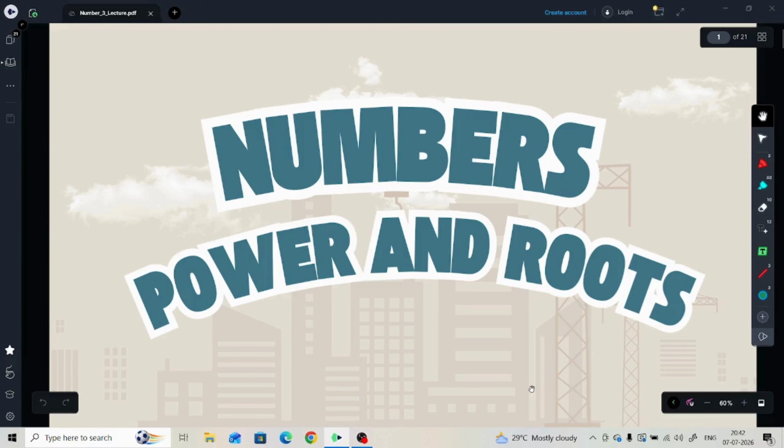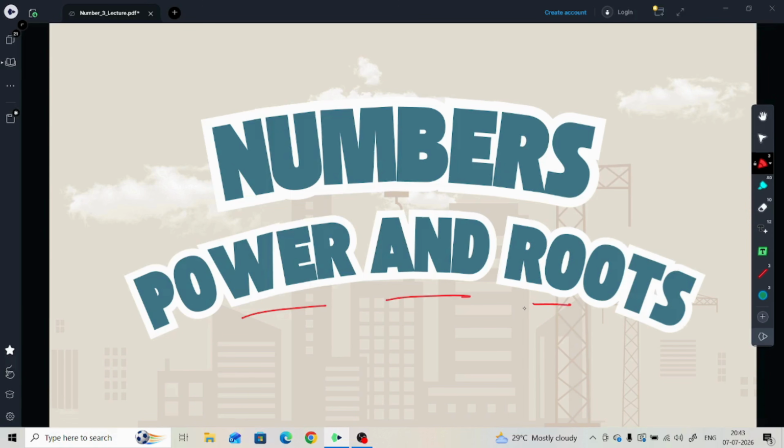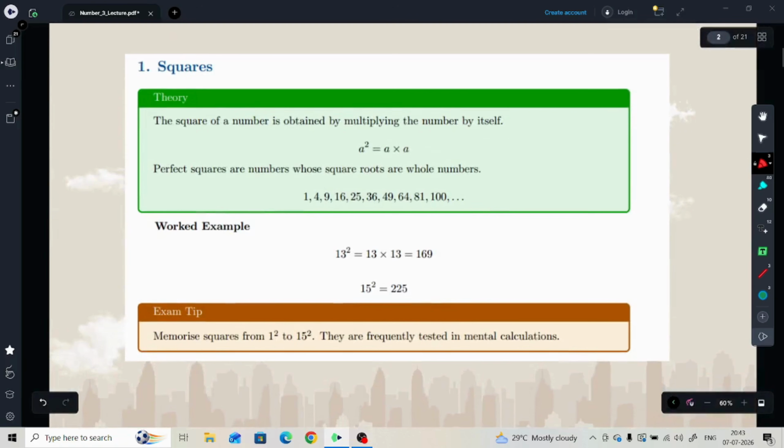Okay, so in this new segment, we'll be talking about this particular topic called powers and roots. It's a very easy topic, nothing to worry much about. First, let's start with what squares are. That's particularly in your syllabus part.